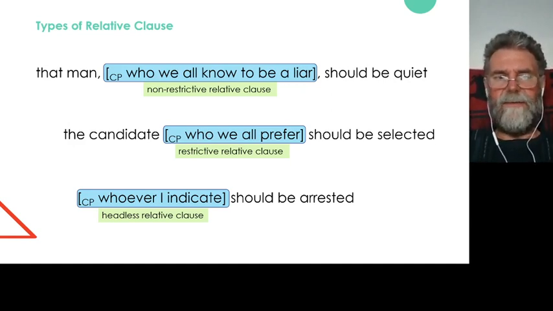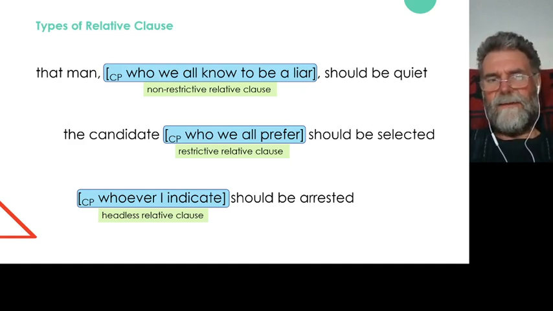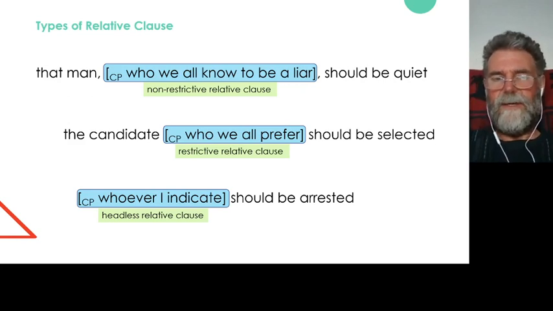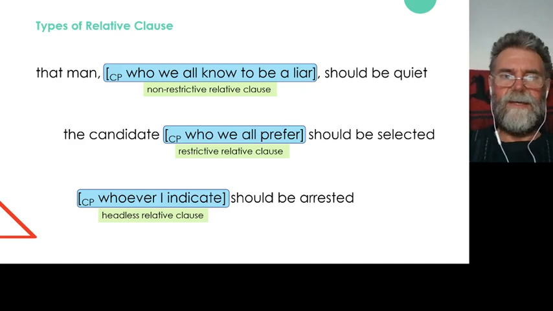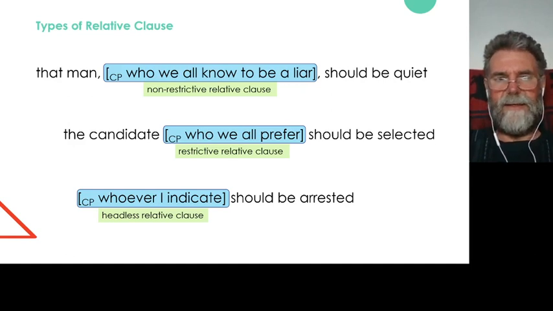The headless relative is different again because, as you can see, with a headless relative, the reason why it's headless is because there doesn't appear to be any noun phrase or determiner phrase that it's actually modifying. So it appears all by itself, and therefore we can see that, again, it behaves very differently. It's the whole clause, whoever I indicate, that picks out the referent of what that clause is referring to.